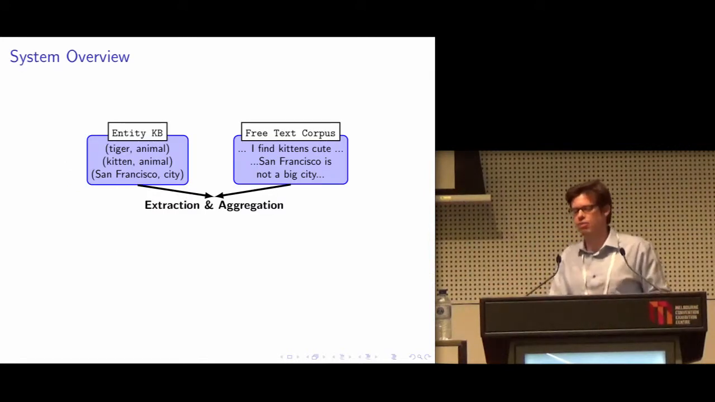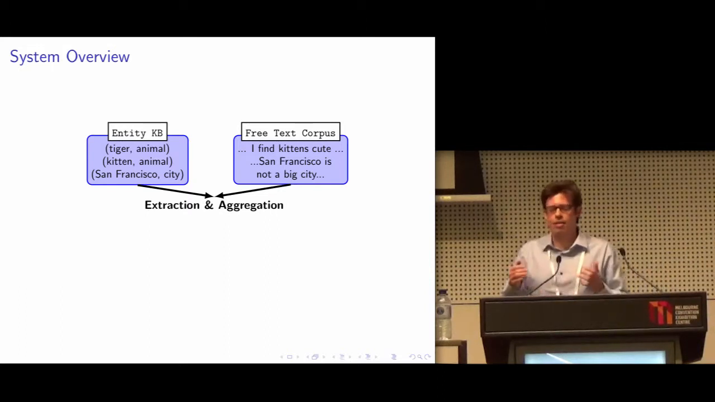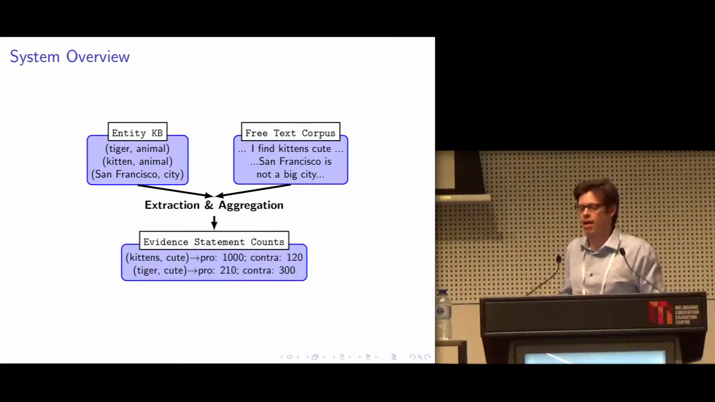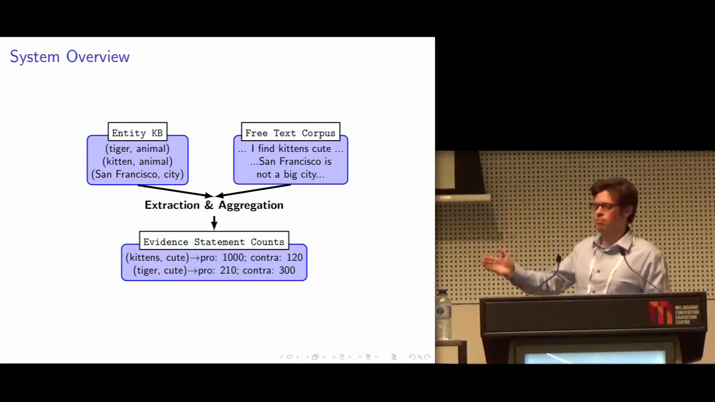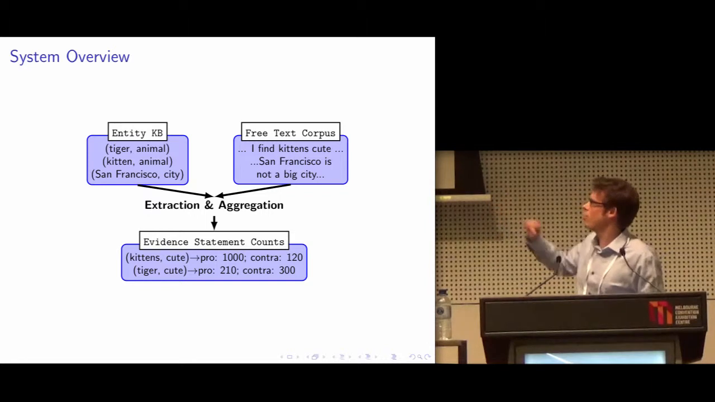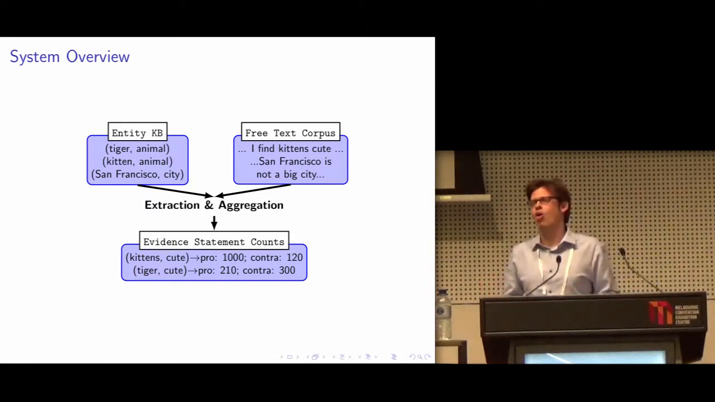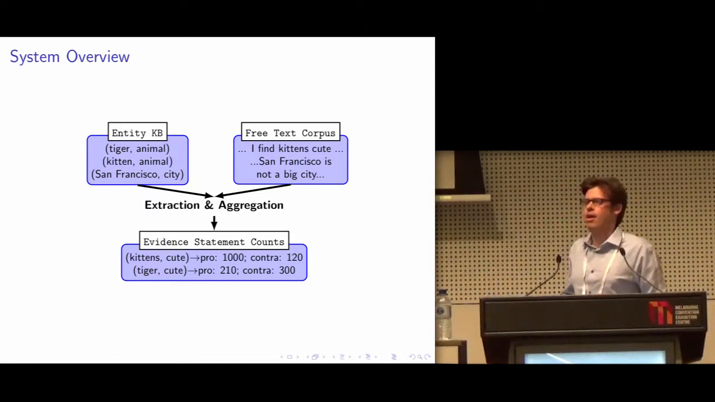And the result of extraction and aggregation is, for each entity-property pair, a count of pro statements and a count of contra statements. And now it actually looks a little bit like we're already done. For instance, for kittens and cute, we find 1,000 pro statements and 120 contra statements. So we could just say, okay, let's take the majority vote and say kittens are cute according to the majority opinion. This is intuitive, but it works surprisingly badly in practice. And we are going to see a couple of examples why it works so badly.